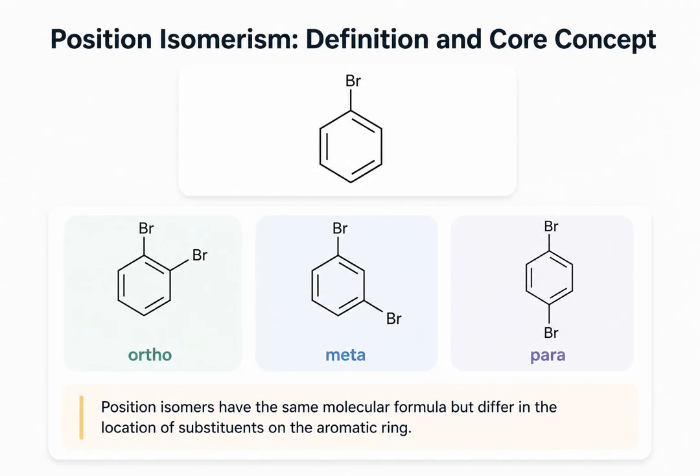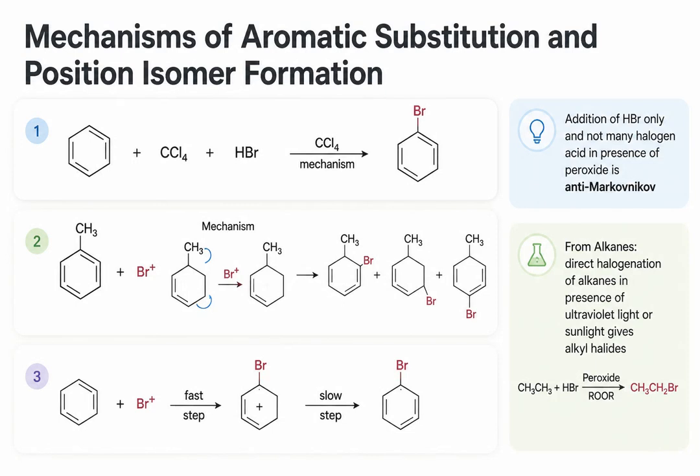Position isomerism occurs when two compounds share the same molecular formula but have their substituent groups attached at different positions on an aromatic ring, typically a benzene ring. The key insight is that even though the atoms are identical and bonded in the same overall pattern, their spatial arrangement creates distinct molecules with different chemical and physical properties. This is particularly common in aromatic chemistry, where we describe positions relative to an initial substituent using terms like ortho, meta, and para.